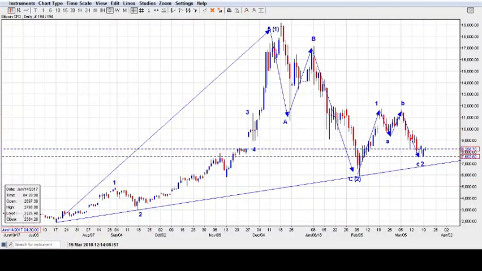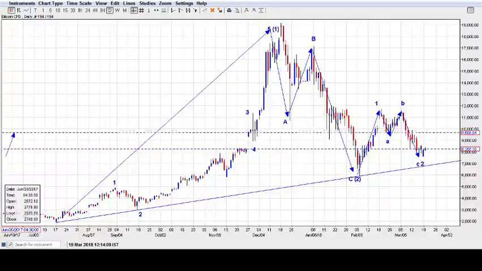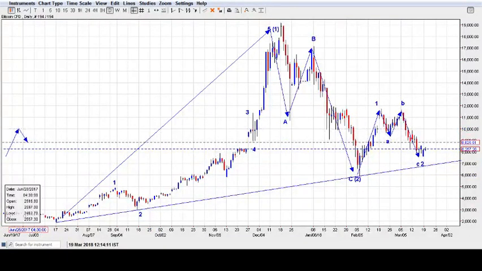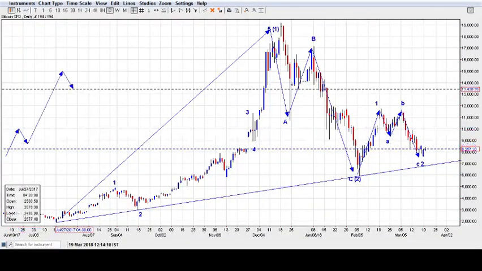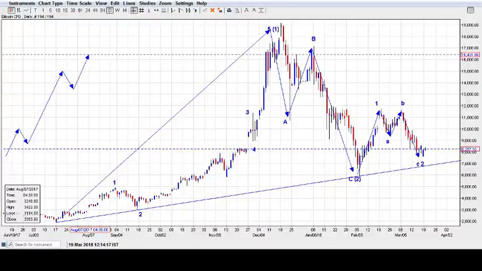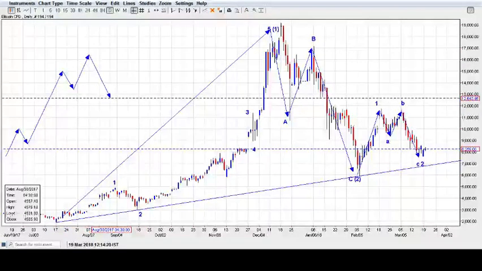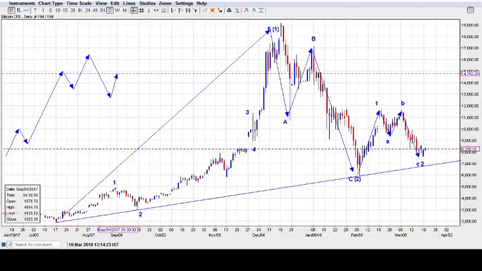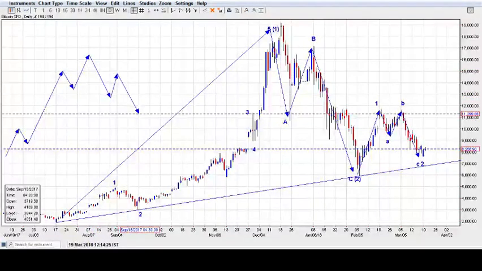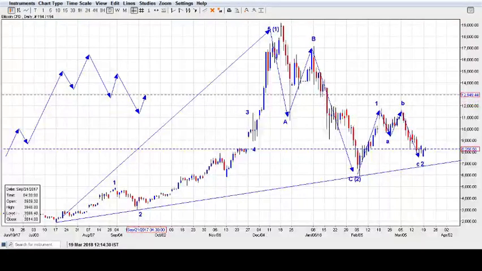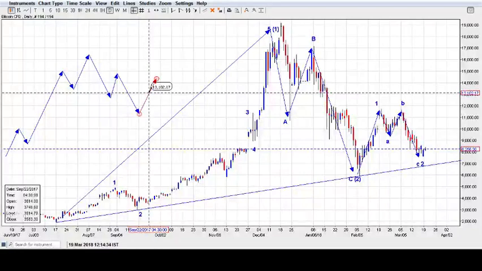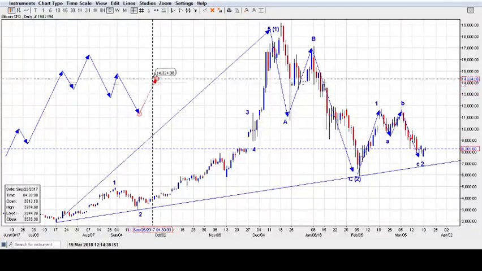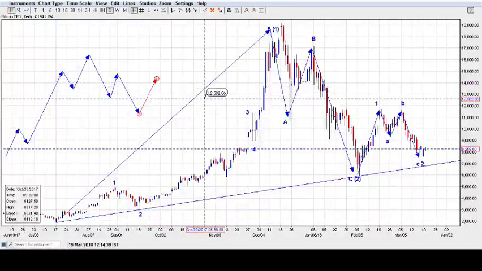This is the basic structure, and Bitcoin looks to be resembling almost 5 up, 3 down, and maybe we are somewhere here, right? So maybe prices might be just about somewhere here.